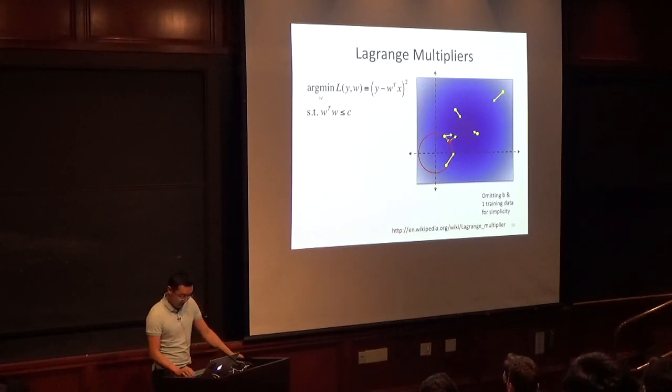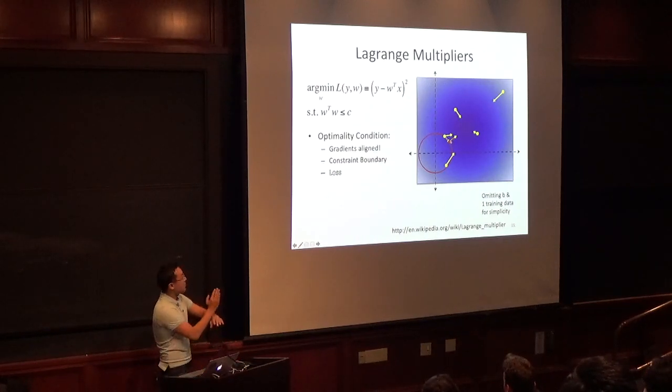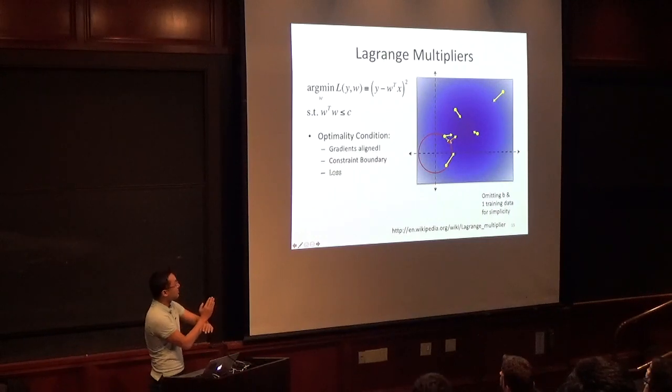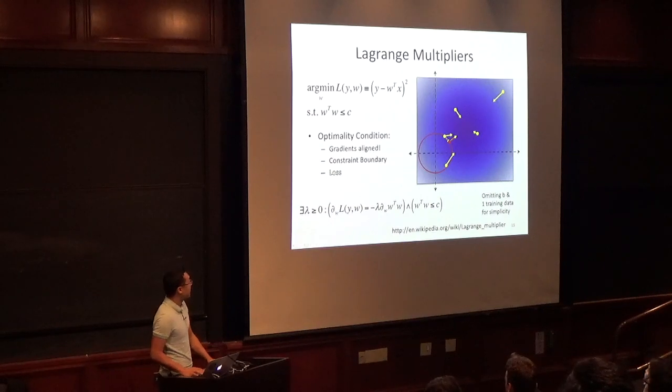In other words, because it's exactly aligned with the normal of the boundary of that point, the gradient of the loss function and the normal of the boundary are exactly aligned. What that means is that there exists a lambda greater than or equal to 0, such that the gradient of the loss, right here, is equal to negative lambda times the gradient, the normal of the boundary of the surface, which is exactly specified by this formula. There's a negative sign here to make the signs aligned.